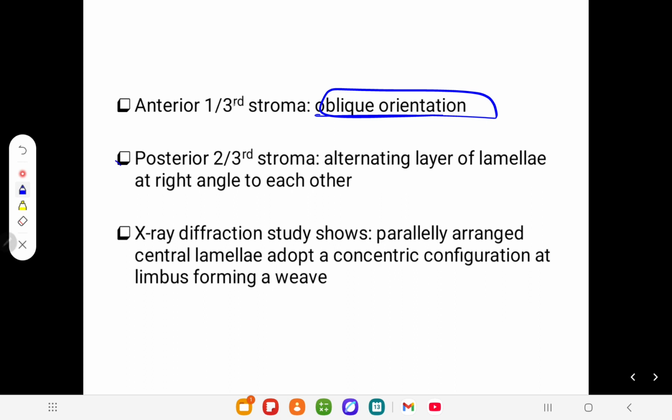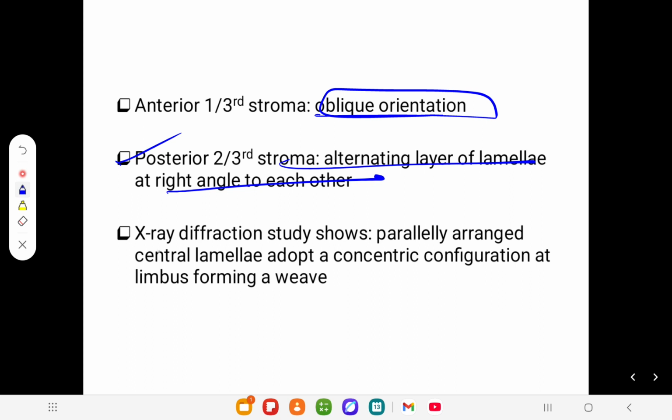Okay. So the posterior two thirds of the stroma has alternating layers of lamellae at a right angle to each other. That's the posterior two thirds. But remember, the anterior one third is way stronger than the posterior two thirds. That's very important in case of refractive surgery.